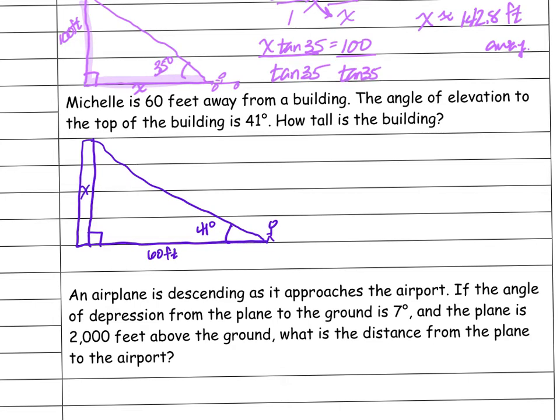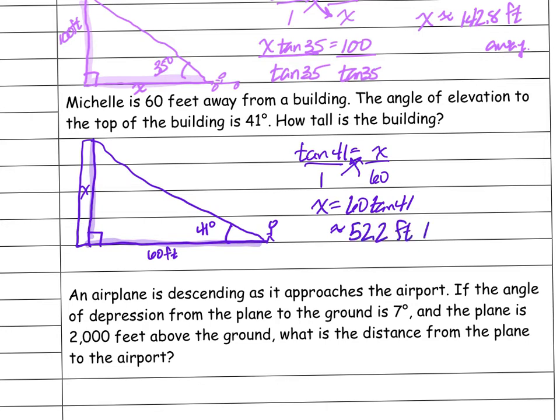So what does that give me? Well, I've got the opposite and the adjacent. So once again, no hypotenuse, so that's tangent again. So I can say tangent of 41 equals x over 60. Make a fraction, cross multiply. x is going to equal 60 tangent of 41, which is approximately equal to 52.2 feet tall. All right, great.